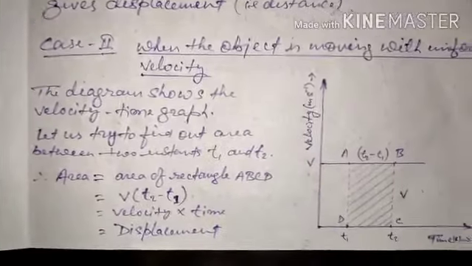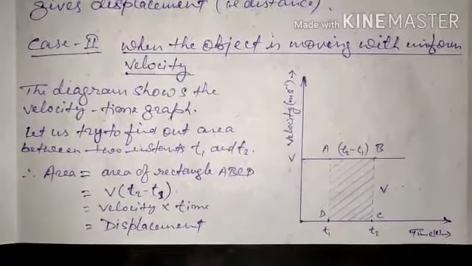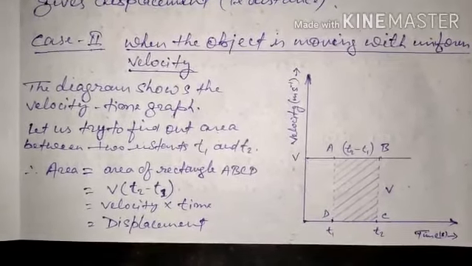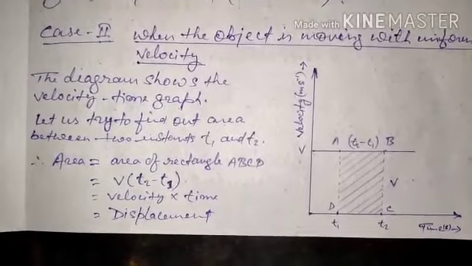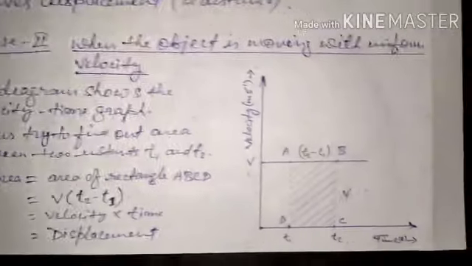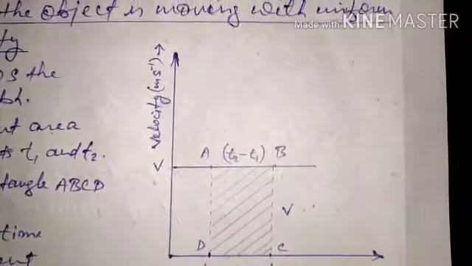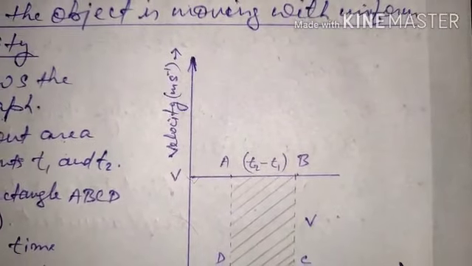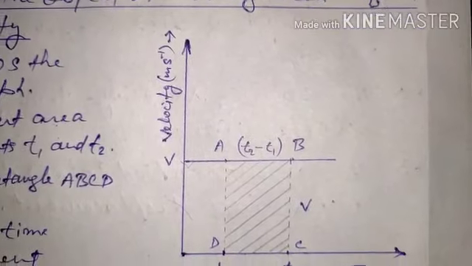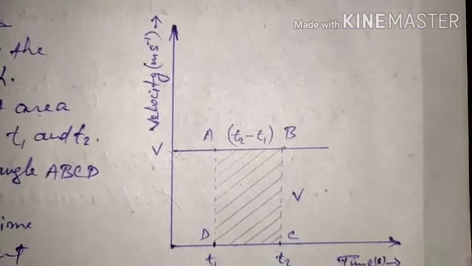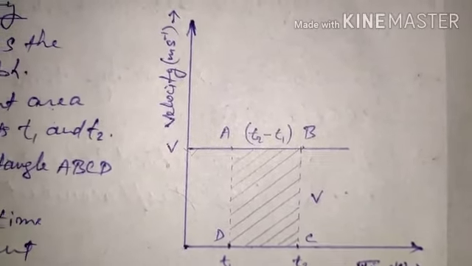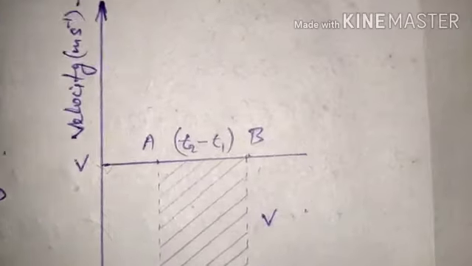Let us discuss now the second one, case 2, when the object is moving with uniform velocity. So you can see we had drawn the graph when the object is moving with uniform velocity. With uniform velocity, it means with the constant velocity. It is not going to change its magnitude as the time changes. So obviously it is going to be the line parallel to the time axis.